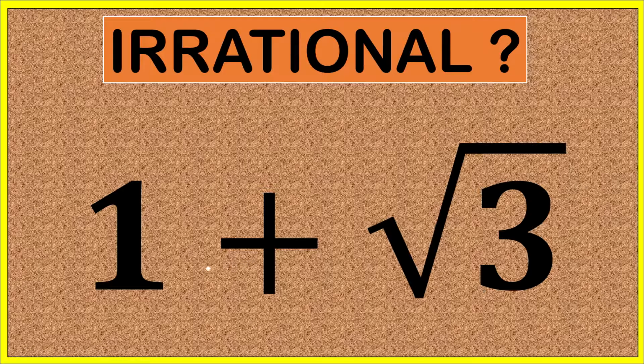Now I want to show that 1 plus root 3 is an irrational number. Before that, let's understand that 1 is a rational number because it can be expressed as a over b. Then we have square root of 3 as irrational. So we are combining a rational and an irrational. Now let's see the result.